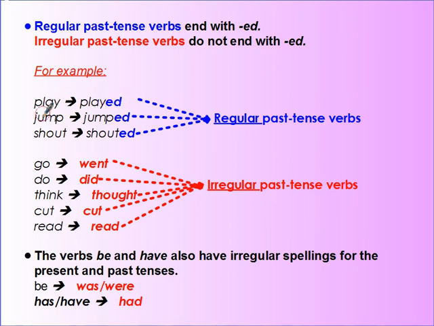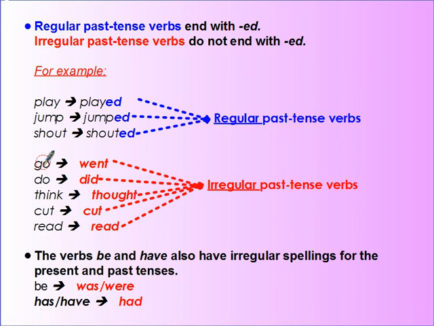Same thing applies to the verbs jump and shout and to many other verbs. For example, jump becomes jumped, shout becomes shouted. So what's common here is that all of these three words end with ed. Hence, they are regular past tense verbs.